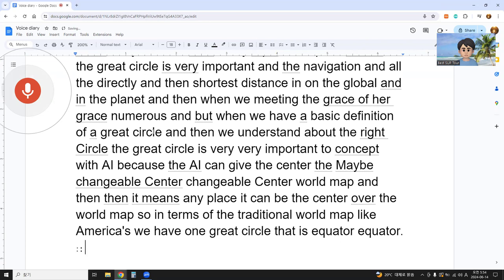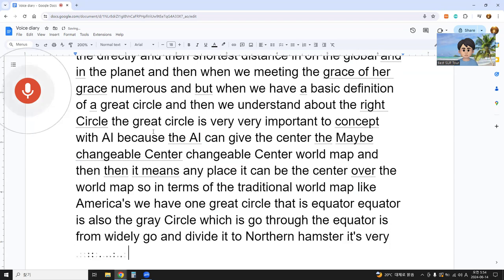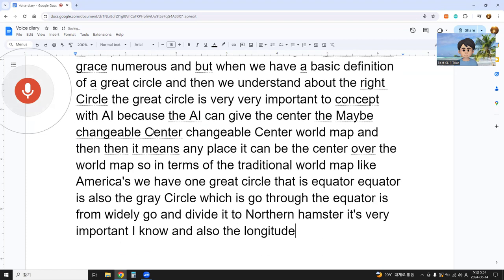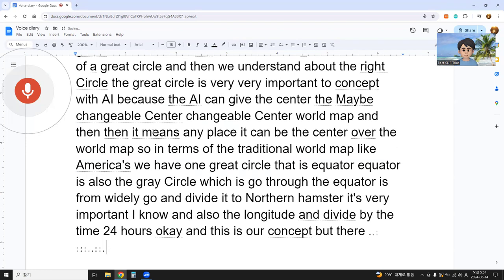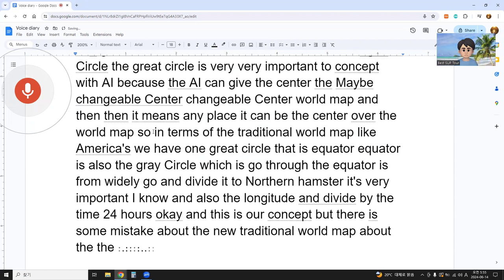The equator is also a great circle, which divides the Northern Hemisphere and the Southern Hemisphere. It's very important. And also the longitude, the prime meridian and meridian, divide the time into 24 hours a day. This is our concept. But there are some mistakes in the traditional world map about navigation at higher latitudes.